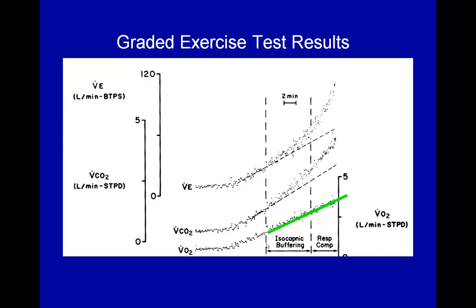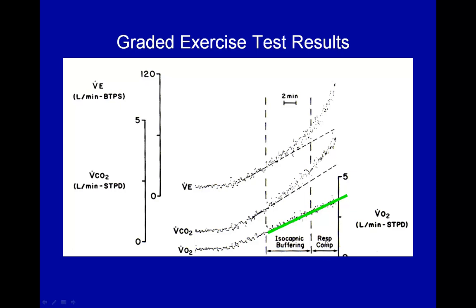Notice that these vertical dashed lines are separating the exercise test into a couple of different periods, if you will, or levels. The first level is called isocapnic buffering. Iso means same, capnic refers to CO2. So through this section of the exercise test, there's essentially no change in the partial pressure of arterial or end tidal CO2.